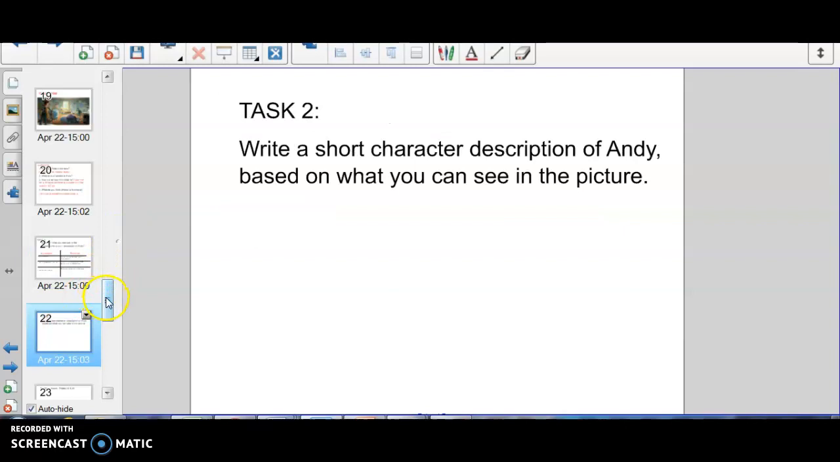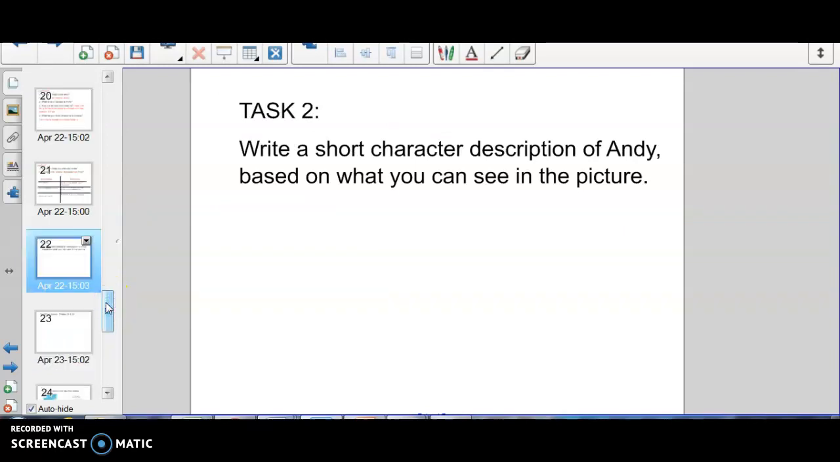This one, task two, write a short description of Andy based on what you can see in the picture. Really, really good, the pieces of work that I've seen. Of course, it's really writing a description based on what his room's like and using that evidence. It's almost that summarizing skill based on what you can see. If you want me to mark yours in detail, then please send it across and I will get back to you today.